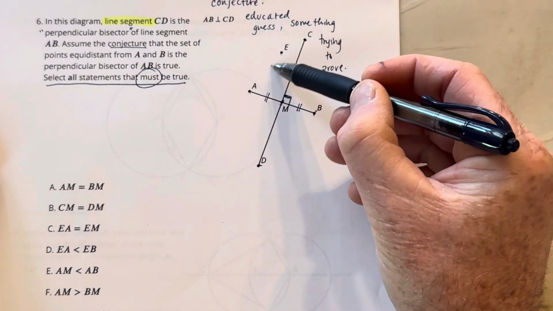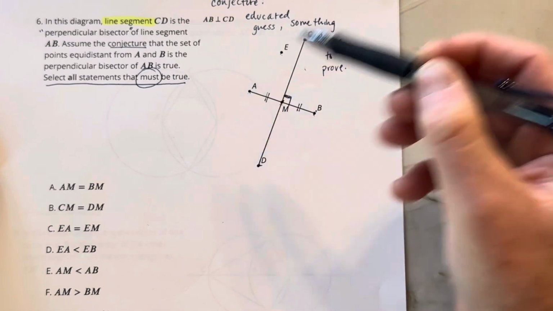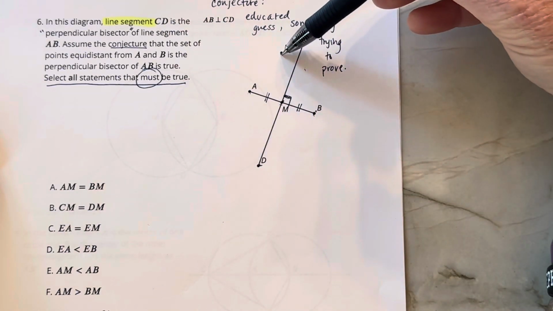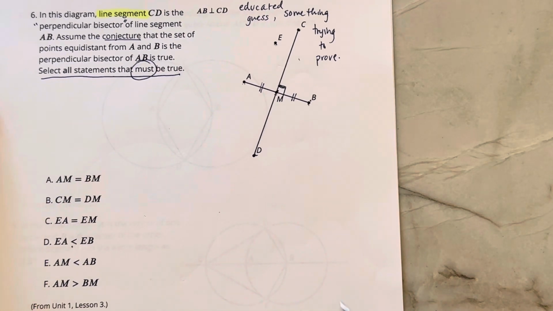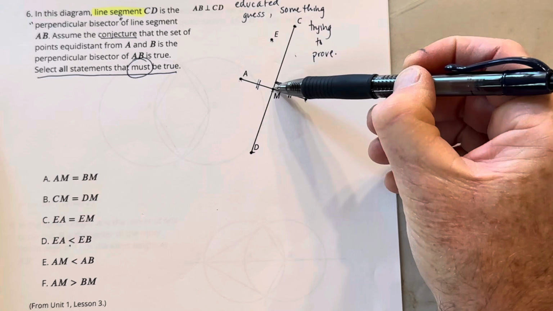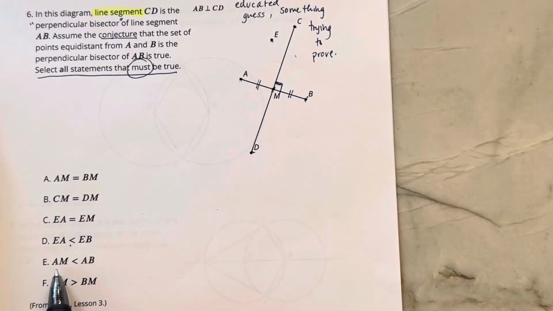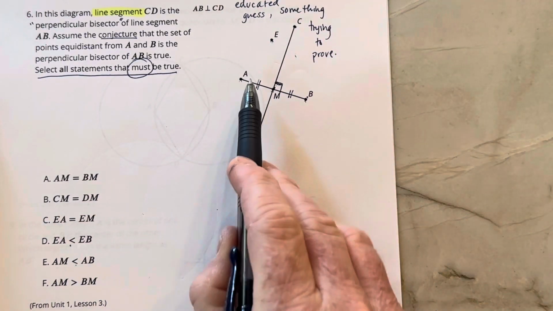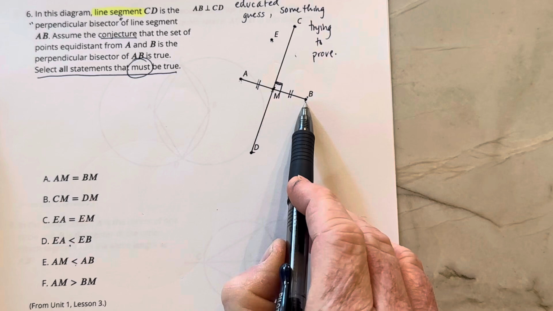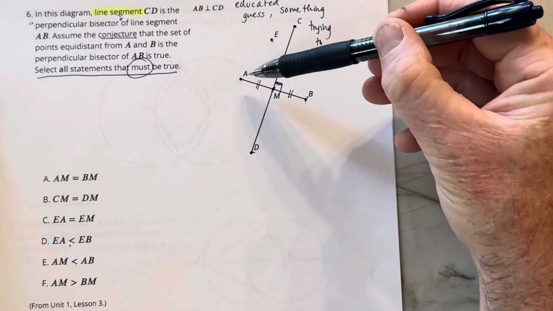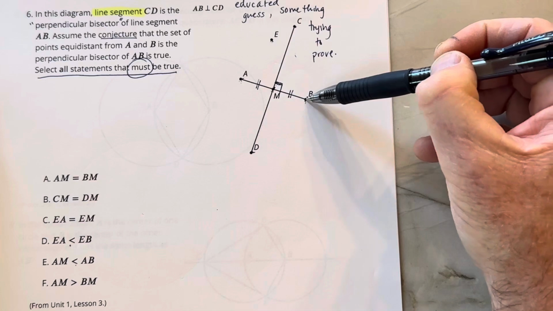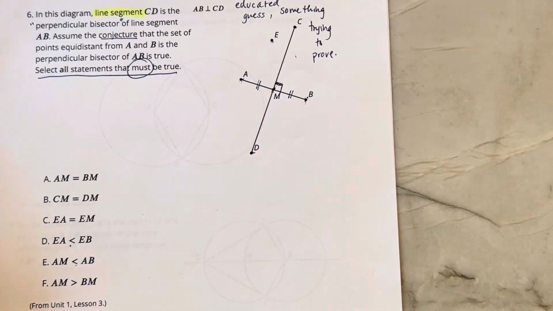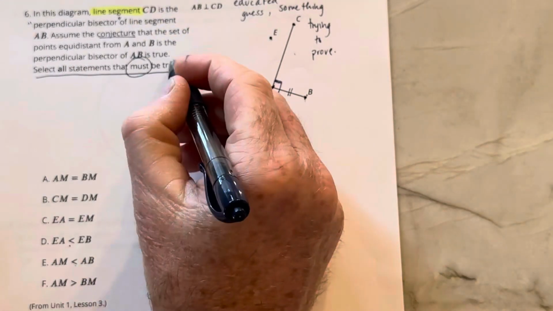Is EA less than EB? That's what this symbol means, less than. Is AM less than AB? And finally, is AM greater than BM? So you have to select all true.